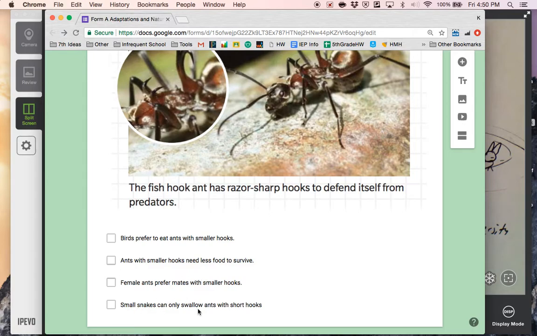Small snakes can only swallow ants with short hooks. Again, this is kind of like the first one. If that's what your predator likes, then you're going to go away, and the other trait will rise, which is the larger hooks. So this would not be true. So we're looking at the first, second, and third.